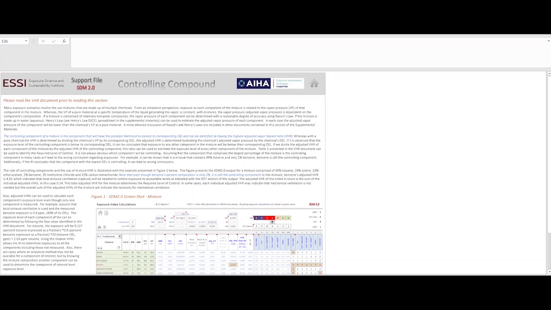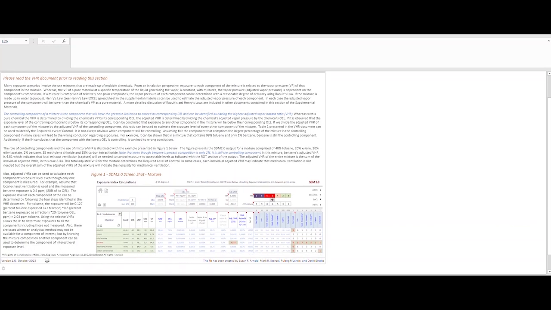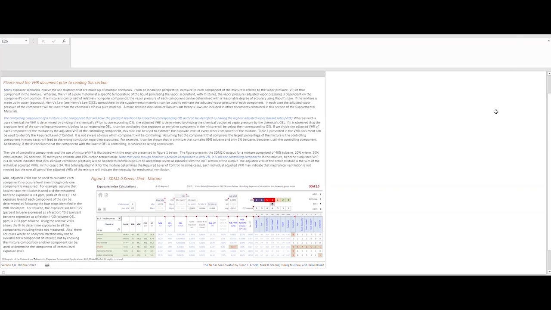The controlling compound provides a scientific basis for prioritizing specific components of chemical mixtures for the efficient evaluation of the individual components as well as the mixture overall. The application of the controlling compound to real-world scenarios is concisely described here.